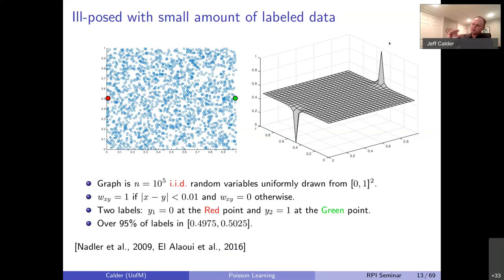And then I'm plotting over here the graph of the solution to Poisson learning plotted over the point cloud. And what you end up with is that with these very few labels, just two labels in this case, the solution is constant. Basically, almost everywhere it's constant. And you have a sharp spike attached to each labeled point. So you're not really propagating labels nicely in this sense.